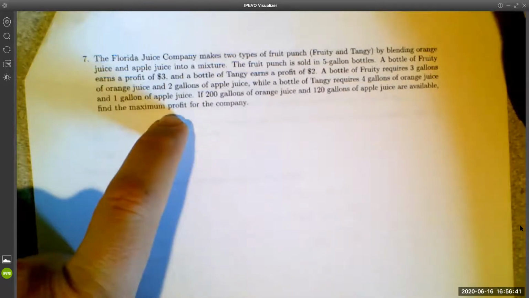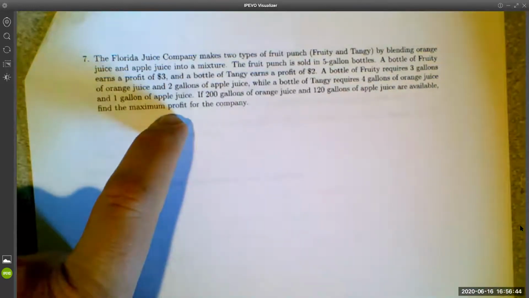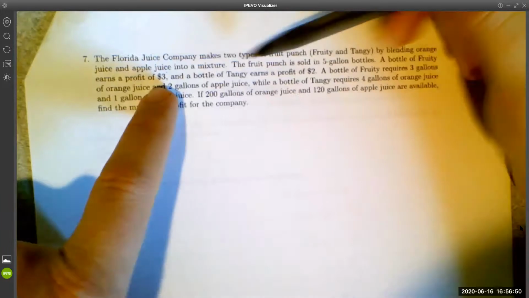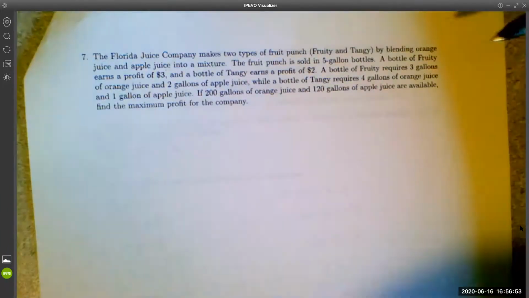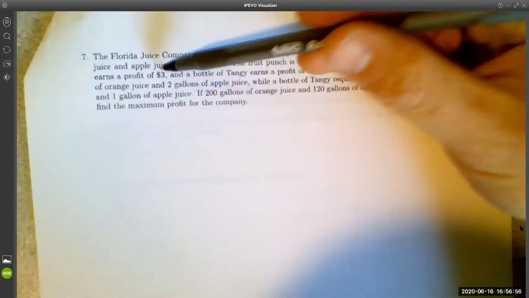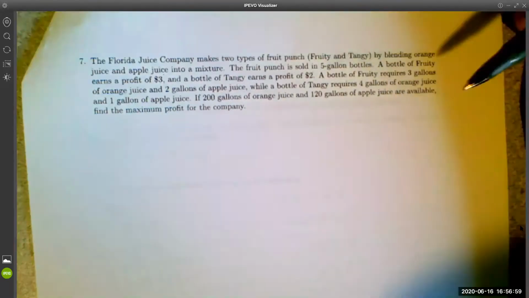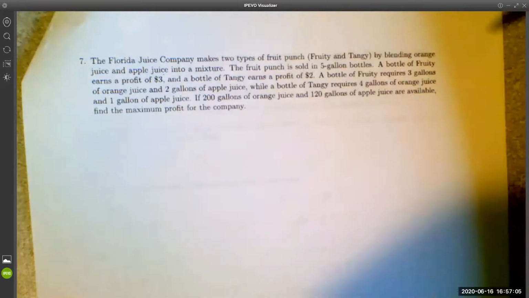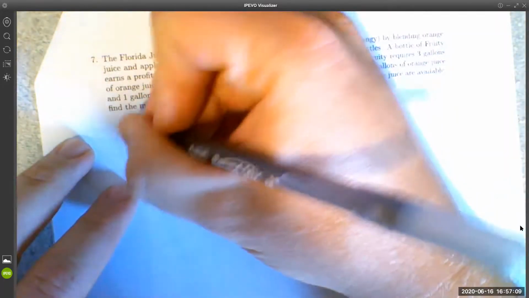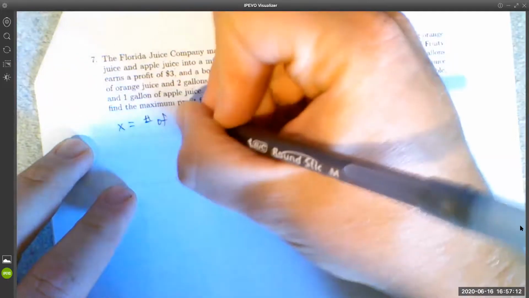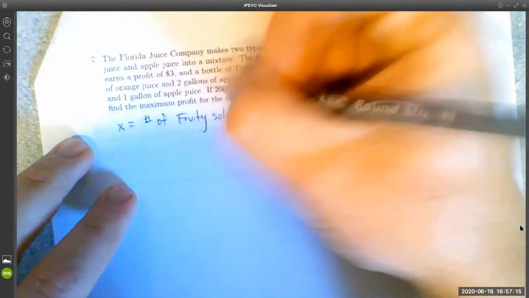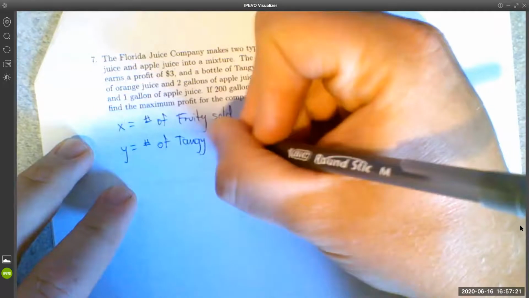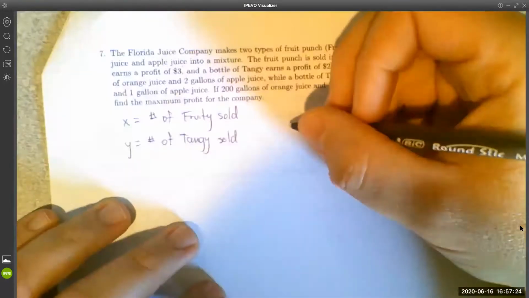What I think is that since we want to maximize the profit, it might be a good idea to get a function for what the profit is, right? Well, we know that a bottle of fruity earns a $3 profit, and we know that a bottle of tangy earns a $2 profit. So for every bottle of fruity that I sell, I'm going to earn $3. For every bottle of tangy that I sell, I'm going to earn $2. So let's say that I sell x bottles of fruity and y bottles of tangy. So let me write that down. x equals number of fruity sold, and y equals number of tangy sold.